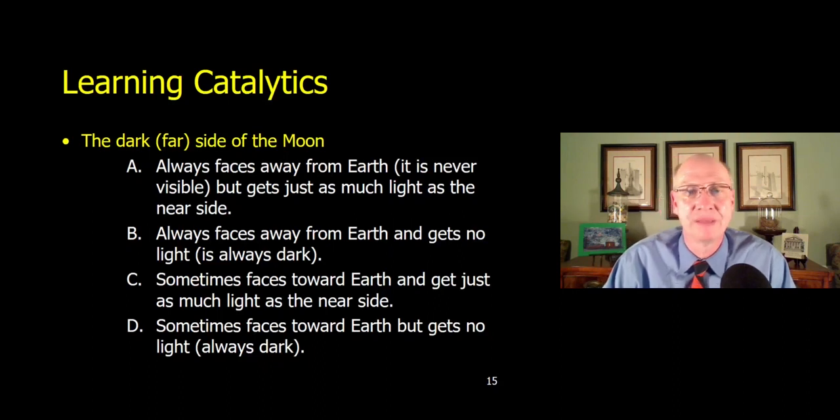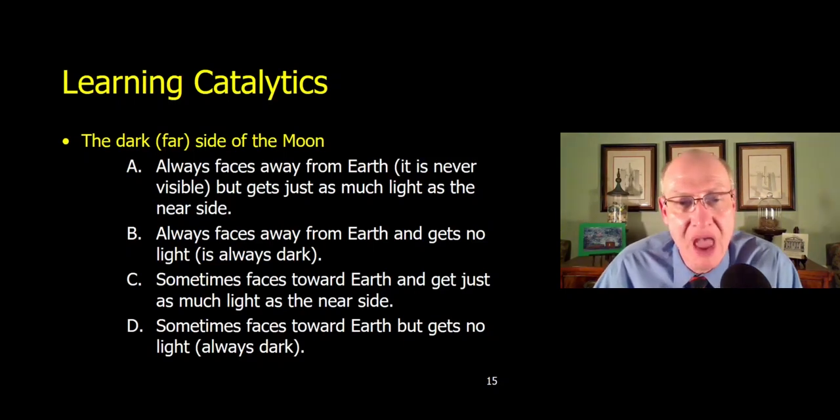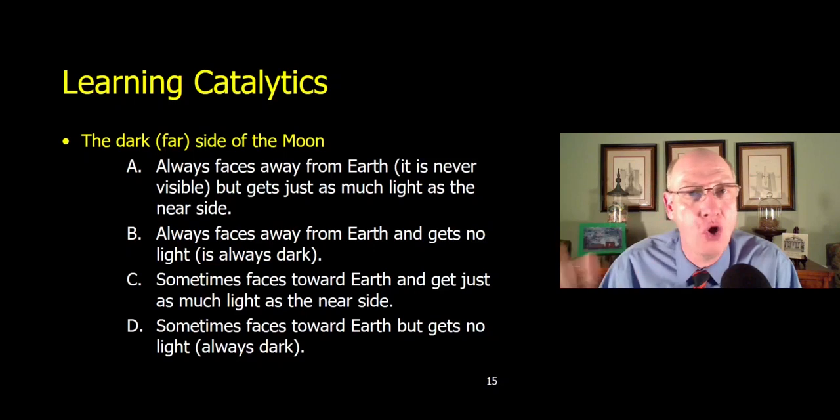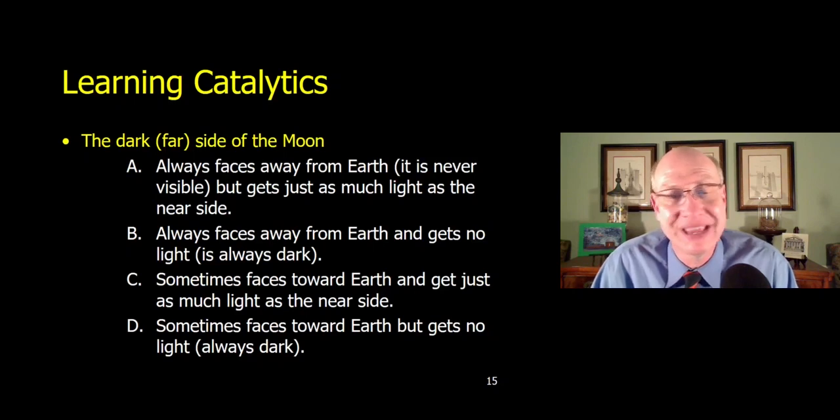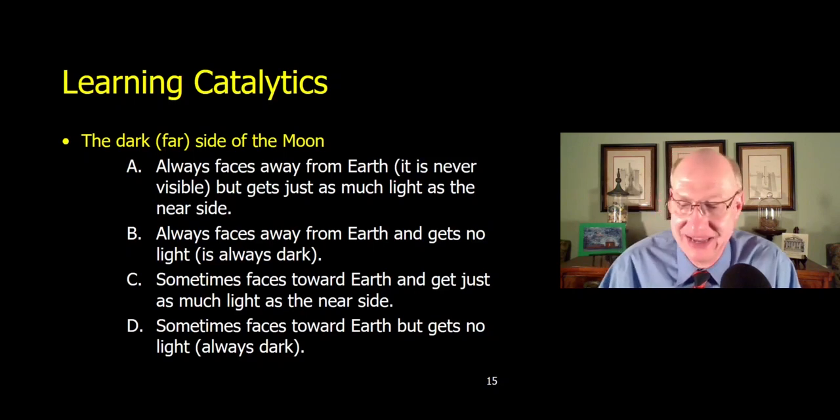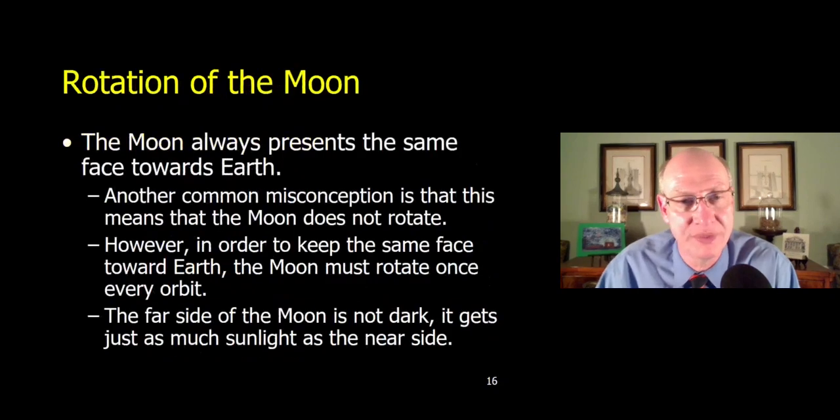All right, welcome back. So what's true in this case? Well, the answer that's true in this case is the far side of the moon is always facing away from the Earth, but it gets just as much light as the near side. And so A, always faces away from the Earth, but gets just as much light as the near side, is the right answer to that one. Your answers may have been scrambled inside Learning Catalytics, but on this slide, it's the first one there.